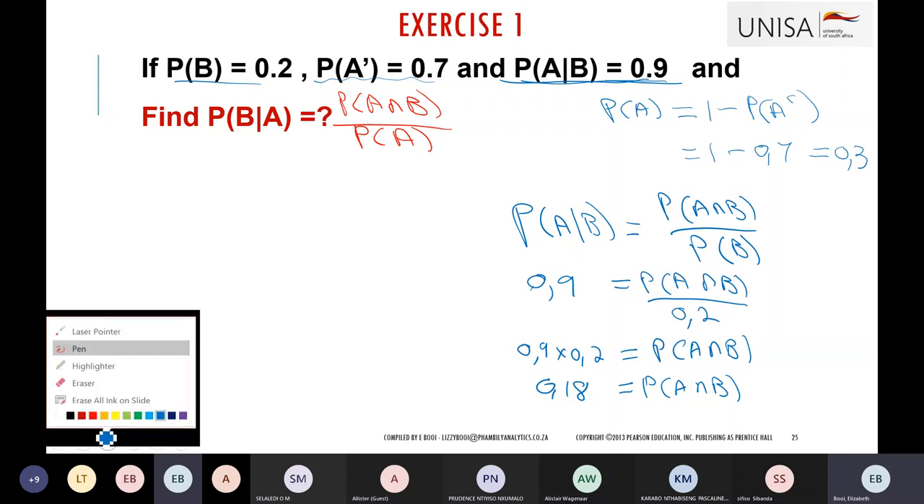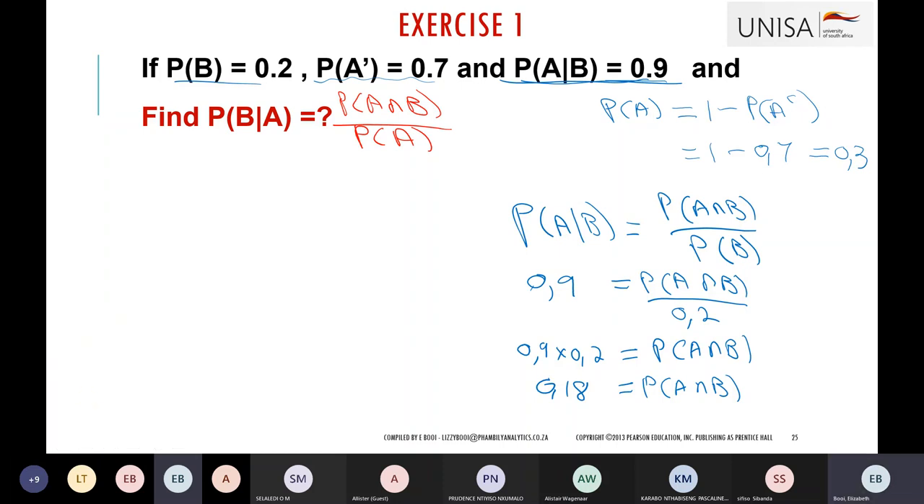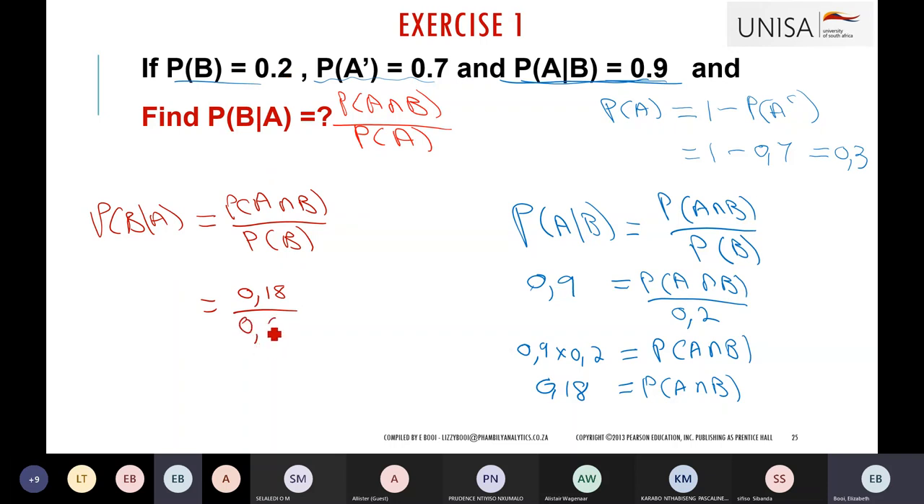So I can go back to my formula. I needed to find the probability of B given A, which is equal to the probability of A and B divided by the probability of B. Finding this is easy. Now I have my probability of A and B, which is 0.18, divided by my probability of B, which is 0.2, and that gives me 0.9.